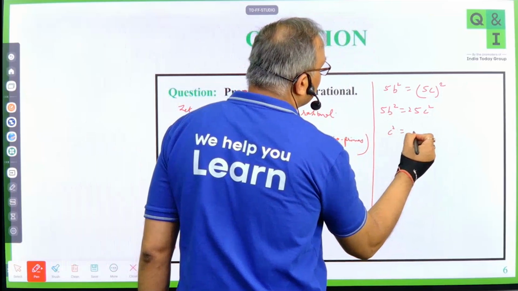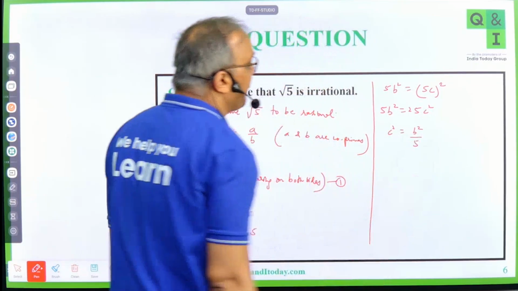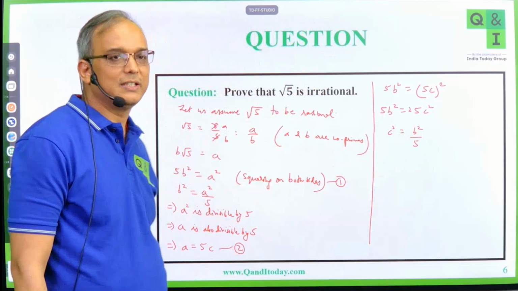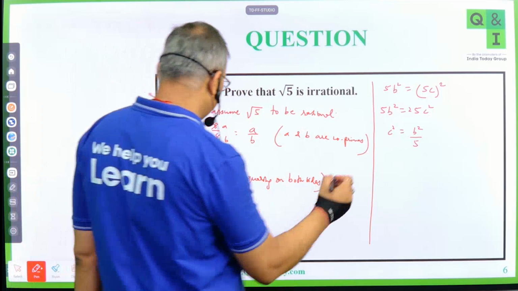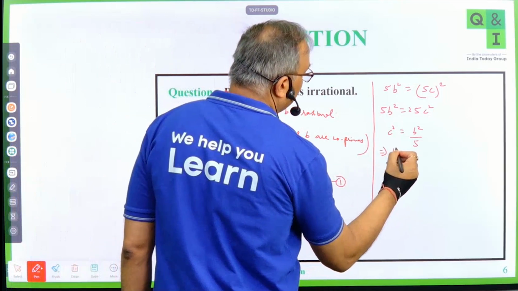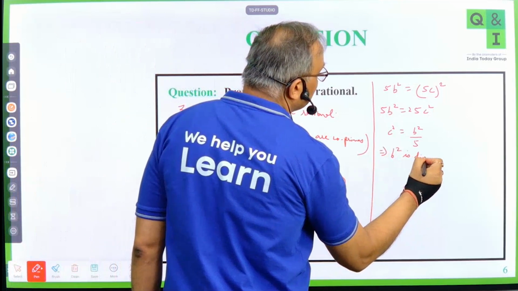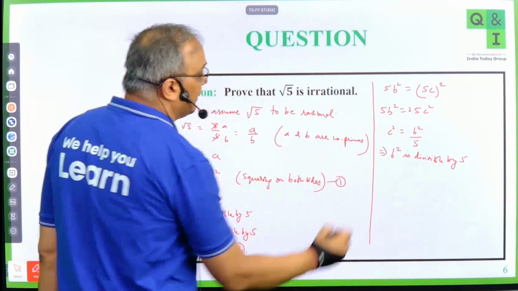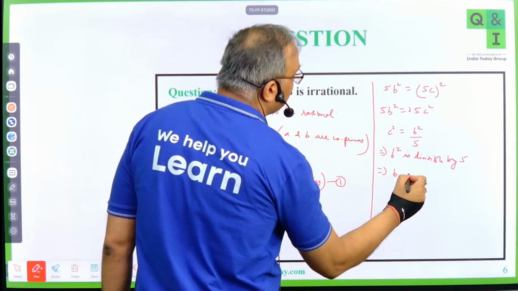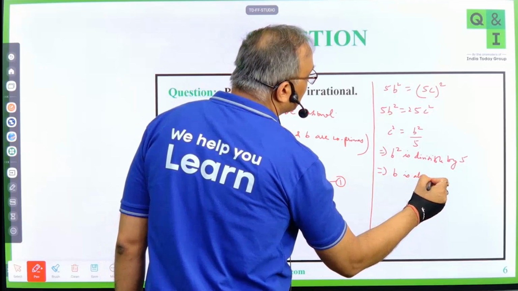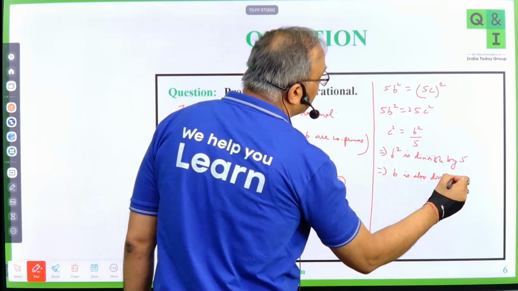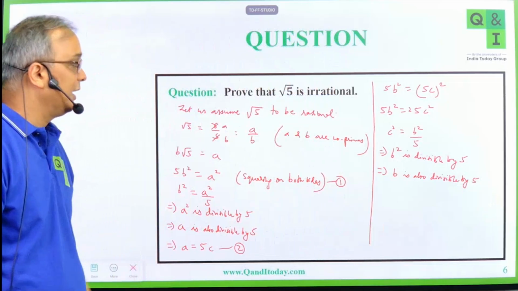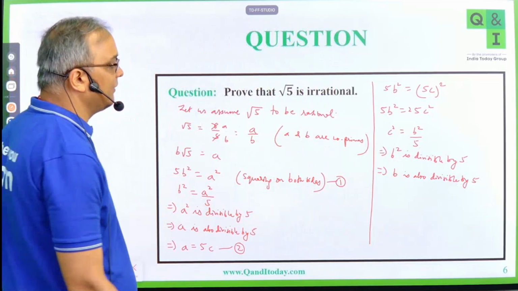C square is equal to b square by 5. Now c is an integer, so b square by 5 is also an integer. That means b square is divisible by 5. Since b square is divisible by 5, b is also divisible by 5. Right?